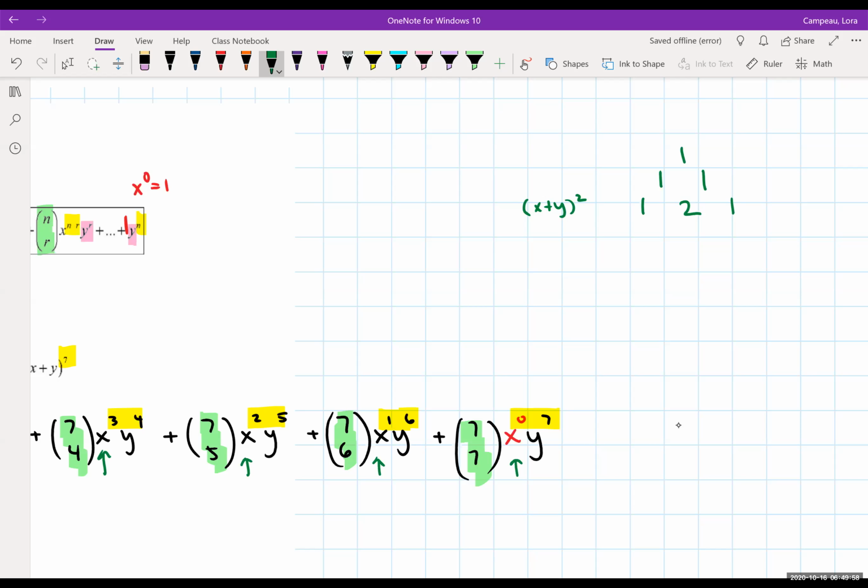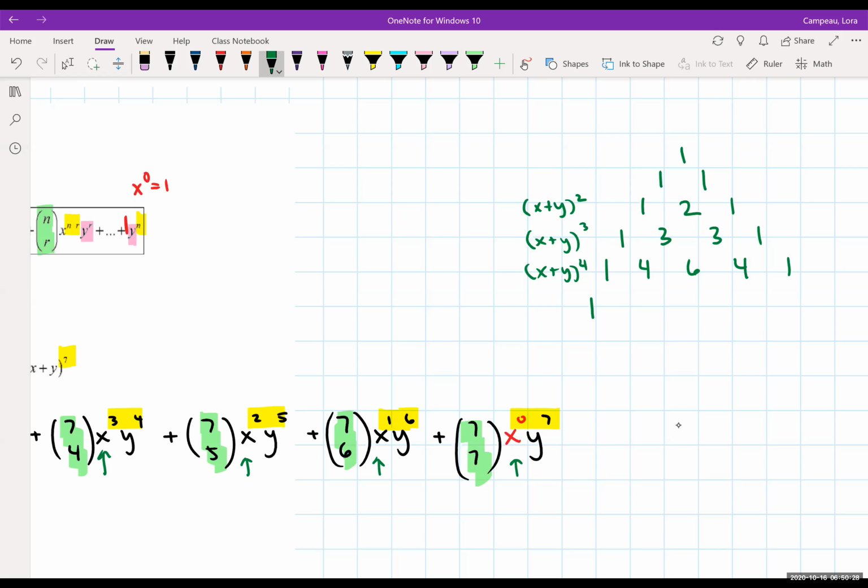So now we keep going. 1 plus 2 is 3. 2 plus 1 is 3. We have a 1 on the edge. That would be like x plus y cubed. And you're probably saying, oh, I have to build this out a little bit more till I get to the 7. So we're just going to be patient. 1 plus 3 is 4. 3 plus 3 is 6. 3 plus 1 is 4. So that gives me x plus y to the 4th, or at least the coefficients.